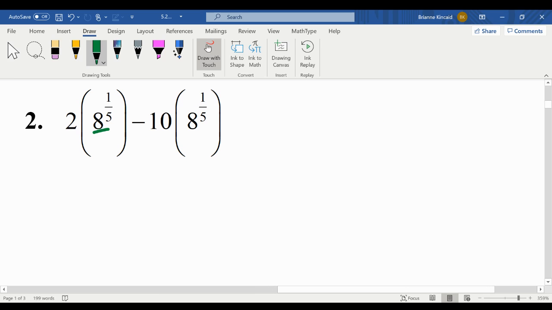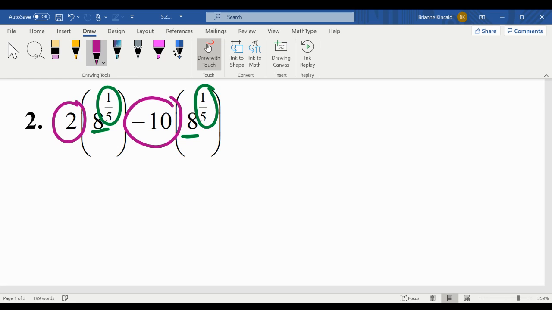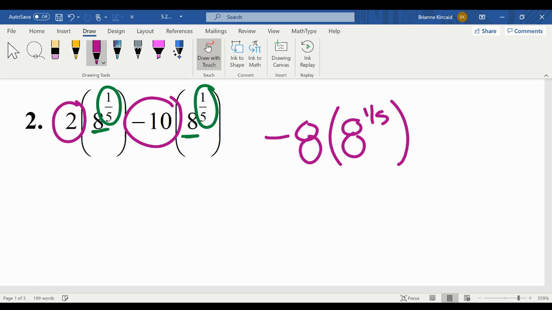Same idea if you have rational exponents. We have the same base of 8, and both of those 8s are raised to the 1/5 power. So instead, we're going to be focusing on the numbers outside, this 2 and this minus 10. So 2 minus 10 is going to give us negative 8, 8 to the 1/5 power. Once again, you're focusing on the coefficients on the outside, you're just subtracting.